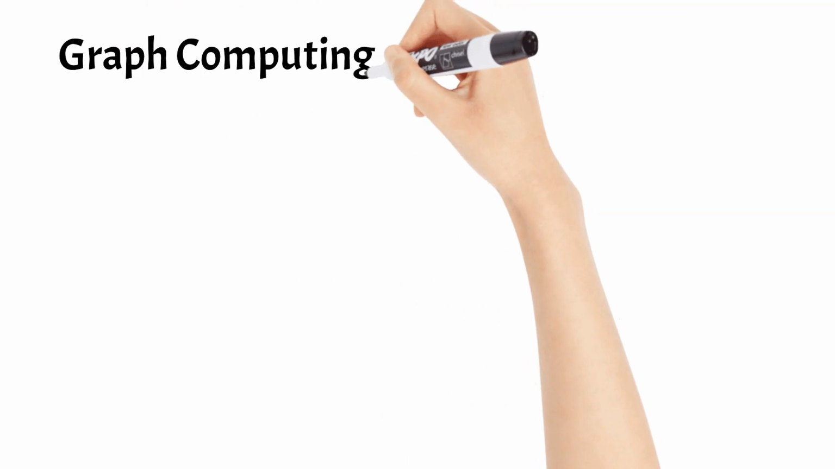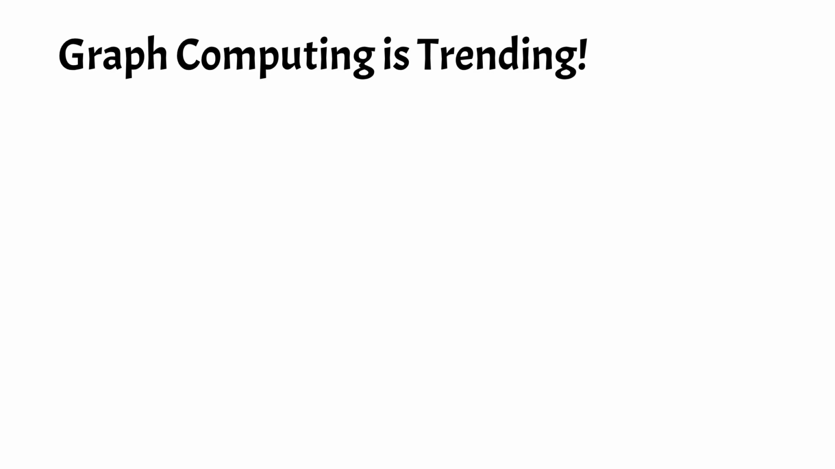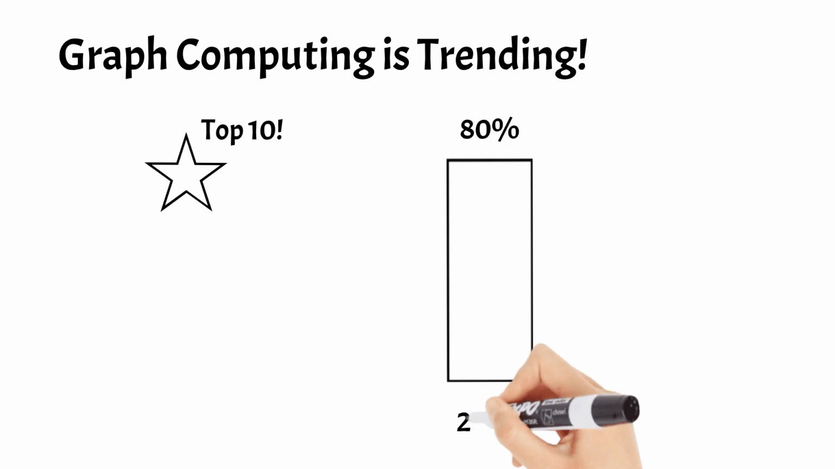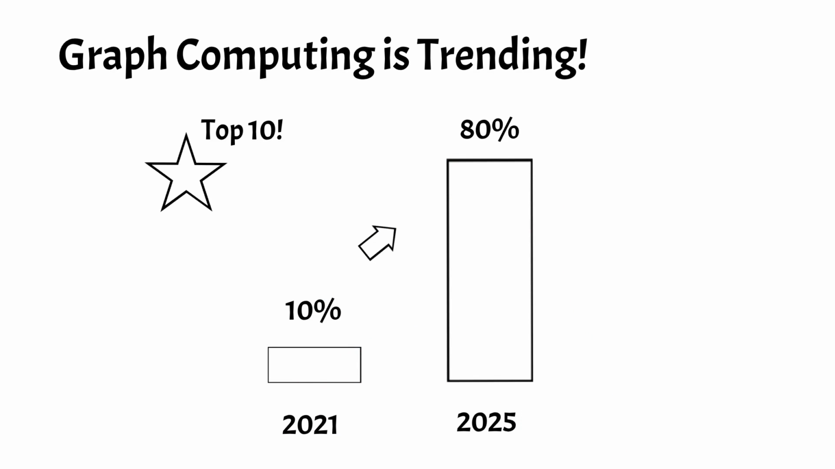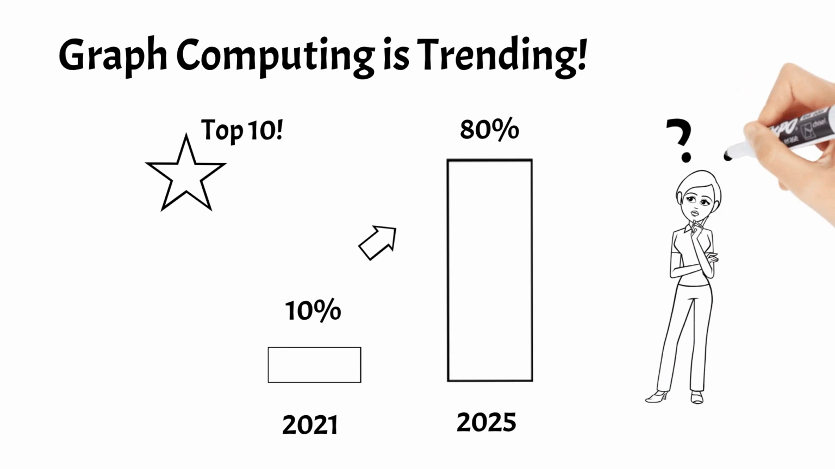Graph computing has been recognized as an emerging and transformative technology. Gartner named graph computing as one of its top 10 technology trends and predicts that it will be used in 80% of data and analytics innovations by 2025, up from 10% in 2021. So you may be wondering why graph computing is so important. In this video, we're going to explain why graph computing is a game changer and why you should care.